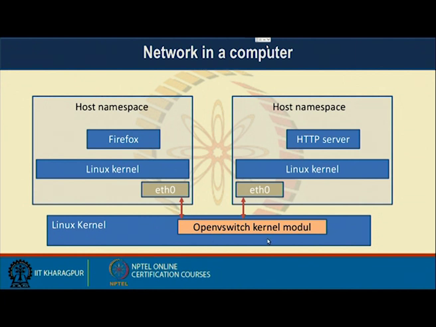So, it is connected with this logical switch or the virtual switch, and in the other host namespace you have an HTTP server running as the application, and the remaining part of the protocol stack along with the virtual link through this eth0 which is being connected. So, that way the physical network you can implement in a machine using these virtual instances of the network.